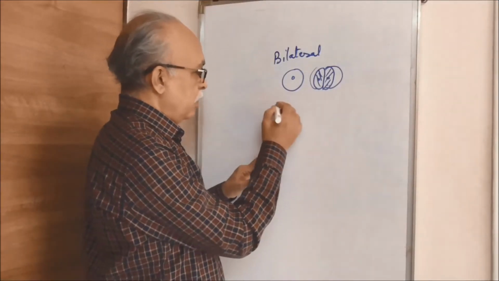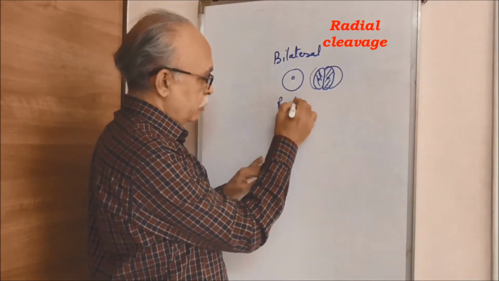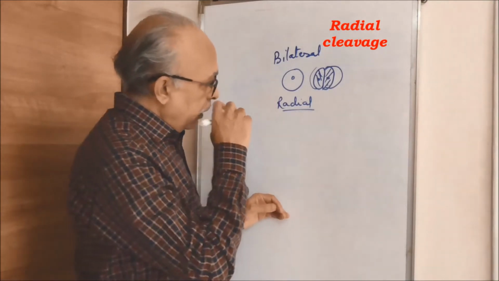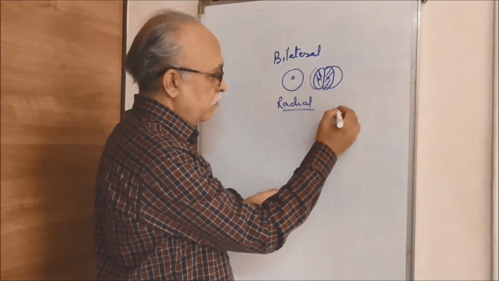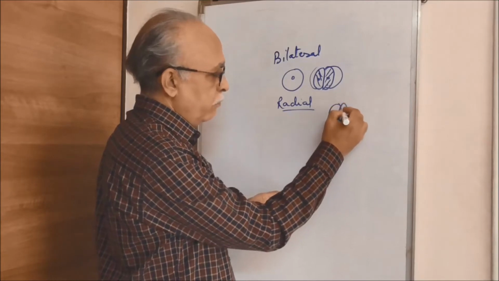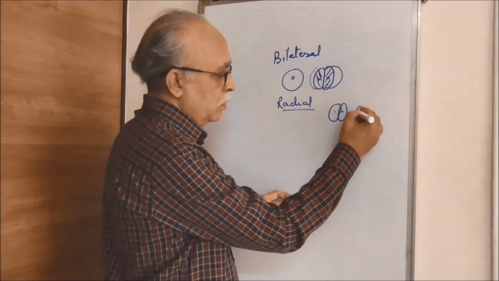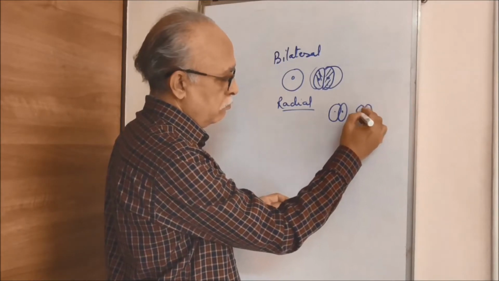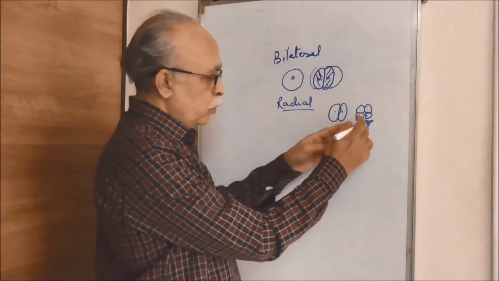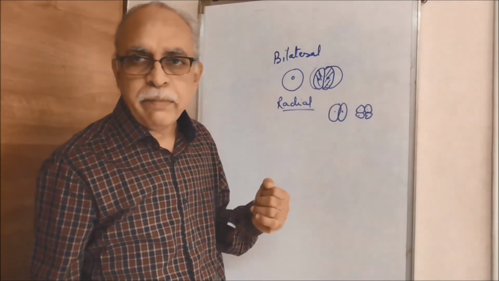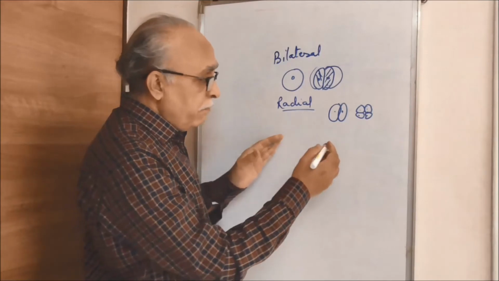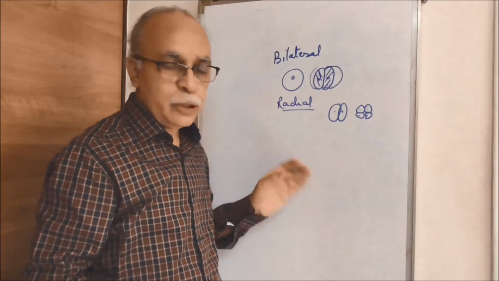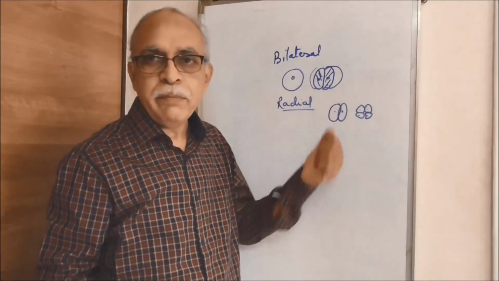The other type that we will discuss is radial cleavage, which would mean, say the same thing. These two daughter cells have been formed. Each one divides, so there are two daughter cells in the lower half, two daughter cells in the upper half. If that continues in further stages, then we call that radial cleavage. Whatever number of cells you find in the lower half, the same number you will find in the upper half.